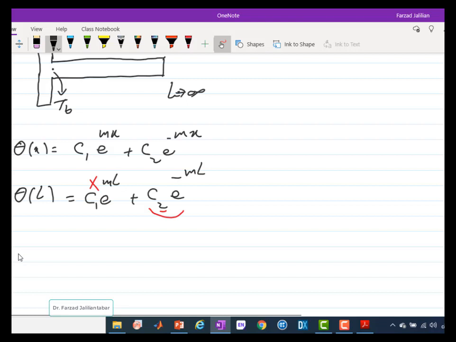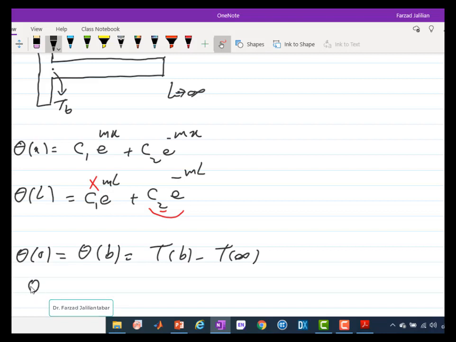According to the second boundary condition, or in other words the first one, theta zero, or temperature excess at the base, theta B, is equal to TB minus T infinity. And also from the general equation, we can write theta zero, or theta B, is equal to C1 e power zero plus C2 e power negative m times zero.